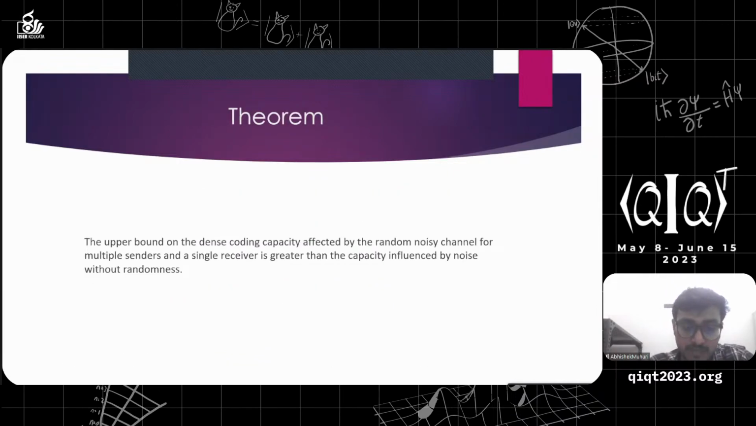The theorem that we have found is that the upper bound on the dense coding capacity affected by the random noisy channel for multiple senders and a single receiver is greater than the capacity influenced by the noise without randomness. Basically, that means that the randomness or the stochastic behavior of this channel is helpful for the dense coding protocol.